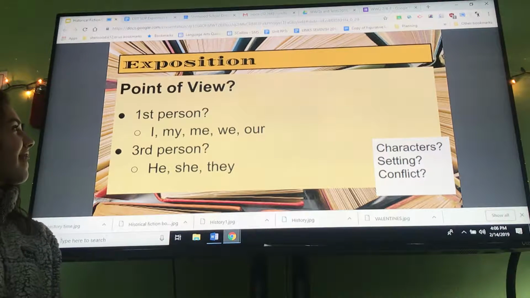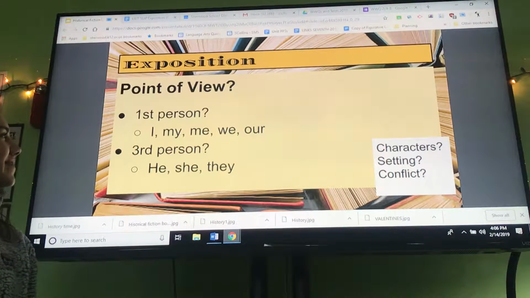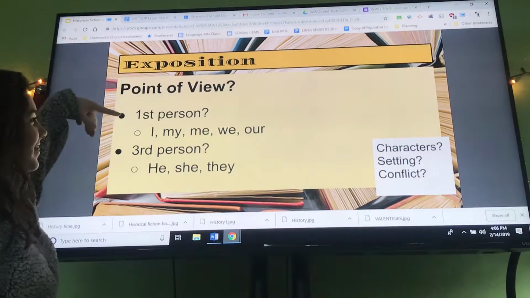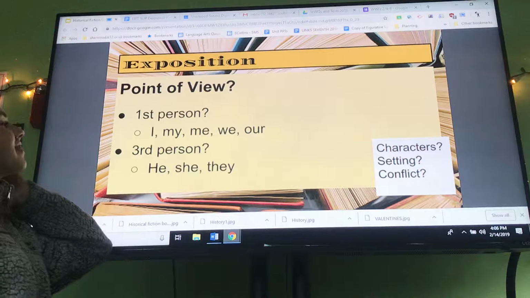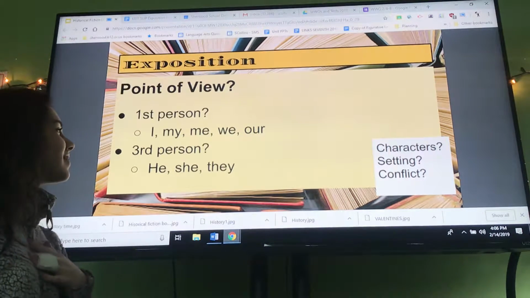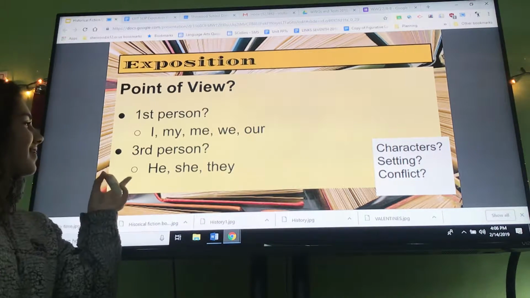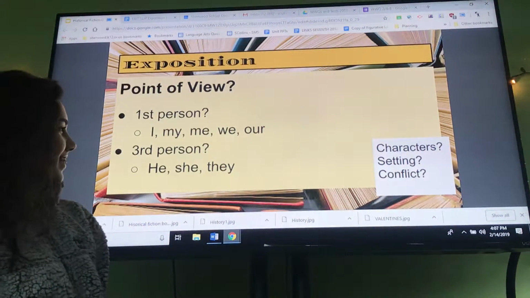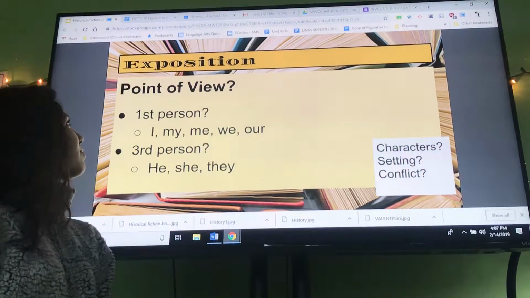Let's review point of view really fast. You know this already. First person is when a character is telling the story, and usually they're saying I, me, my, we, are. Third person is an outside narrator. So they'll be saying, he said this, she said this, whatever. But you know that already.